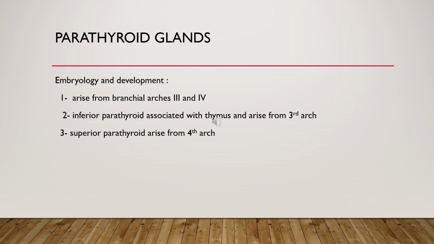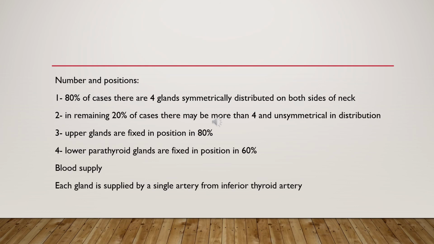Parathyroid gland development: arises from branchial arches 3 and 4. The inferior parathyroid is associated with the thymus and arises from the third arch. The superior parathyroid arises from the fourth arch. In 80% of the cases, there are 4 glands symmetrically distributed on both sides of the neck. In the remaining 20% of cases, there may be more than 4 and asymmetrical in distribution.